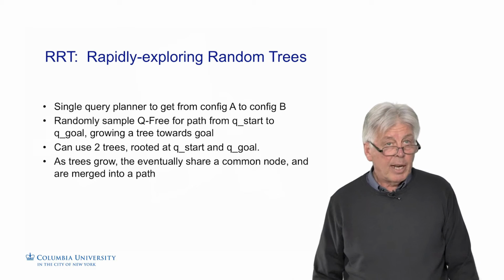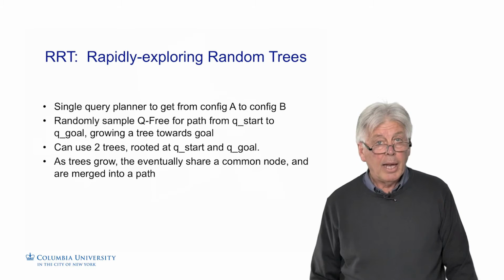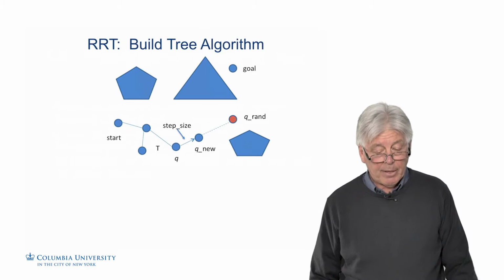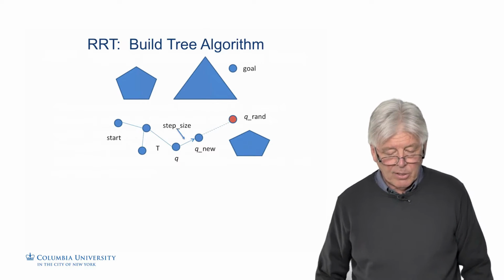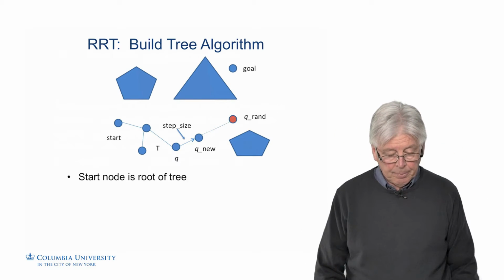And what's nice is we can use two trees, one rooted at the start, one rooted at the goal, and hopefully they will merge and make the path efficient and fast. And eventually the trees grow, they share a common node, and they're merged into the path. So how does this work? Well, here is the build tree algorithm.